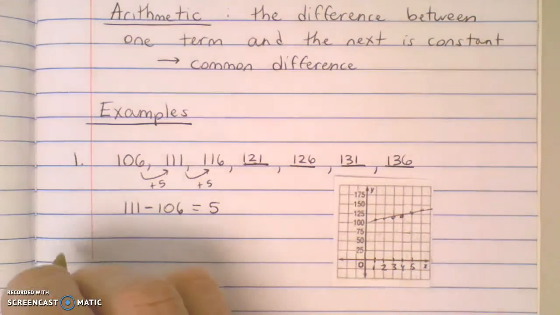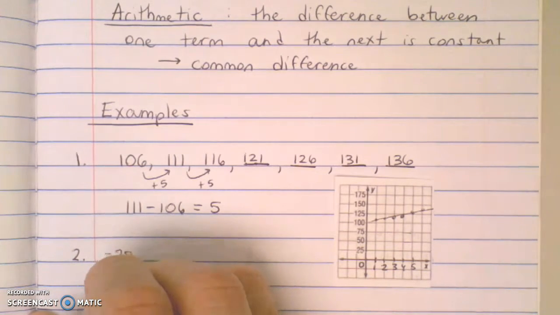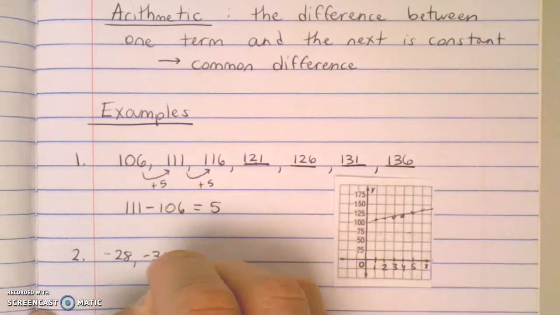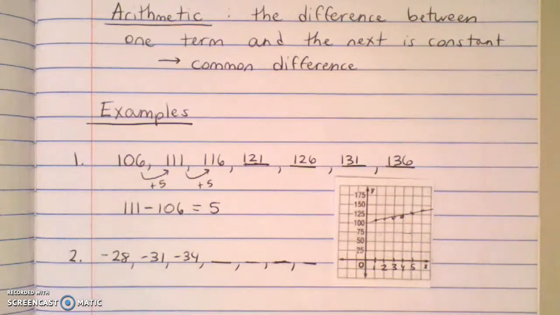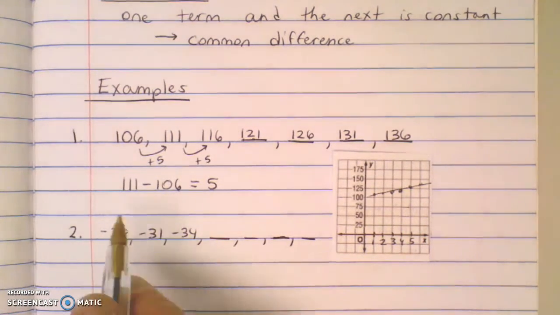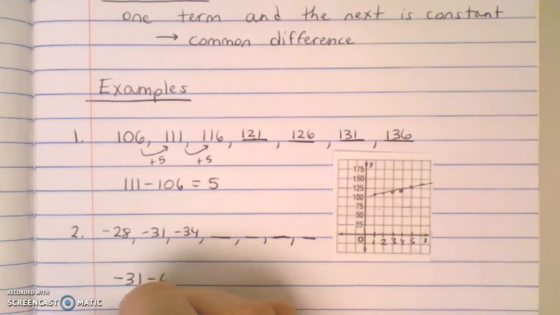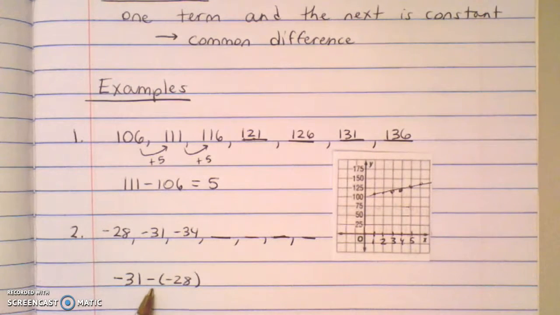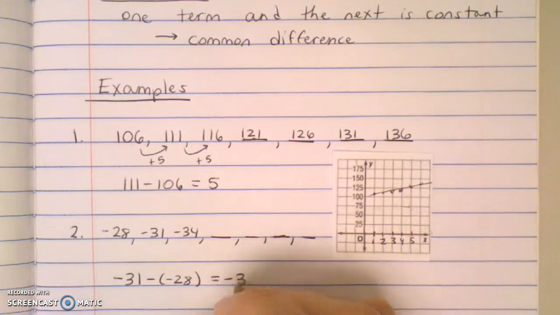Let's try another pattern. We have negative 28, negative 31, negative 34. I want to come up with the next 4 terms. So I do the same thing when I'm looking at arithmetic. I take the second term and subtract the first term. So I have negative 31 minus negative 28. Notice I put in the 2 negatives here. So negative 31 minus negative 28, that's really negative 31 plus 28. So that means I'm subtracting 3 here.